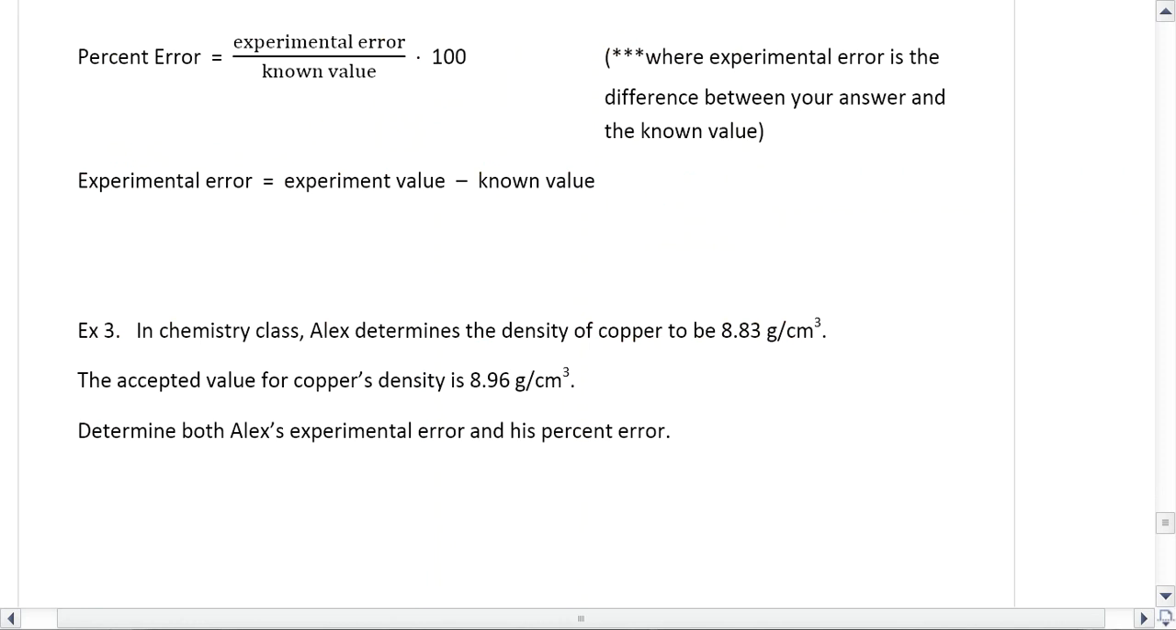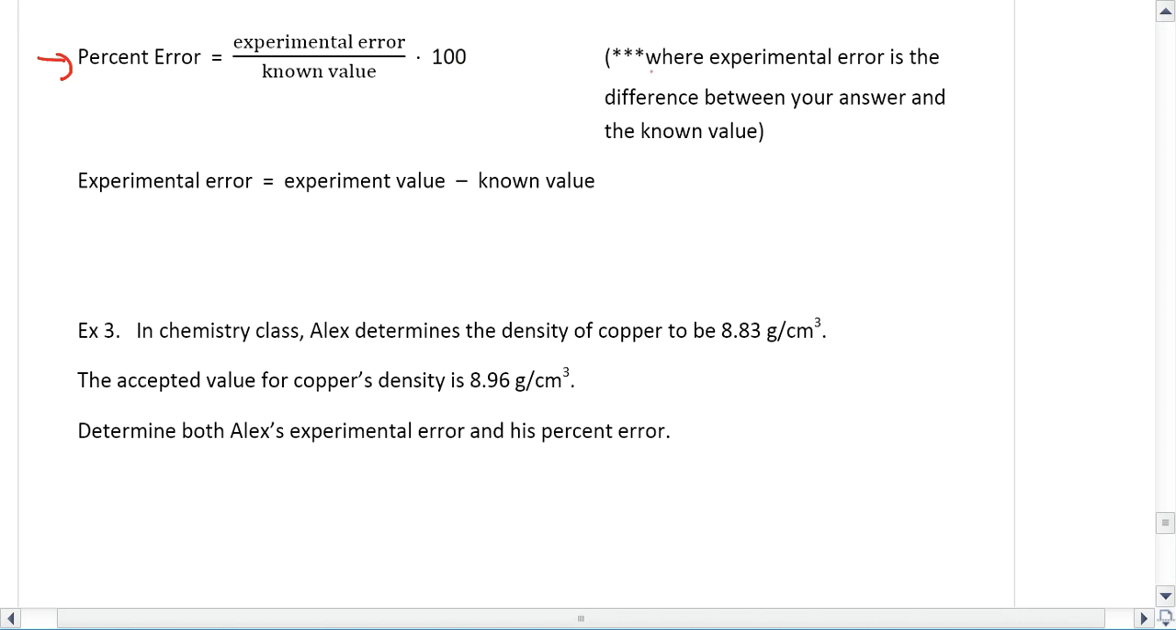All right, the second part we're going to look at is the percent error. And this is used often in science classes. It equals the experimental error divided by the known value, and once again, to change it to a percent, you times by 100.